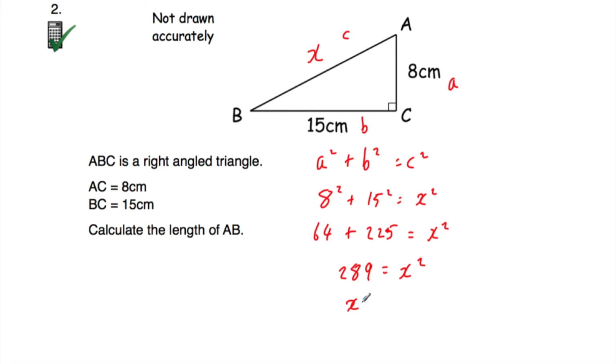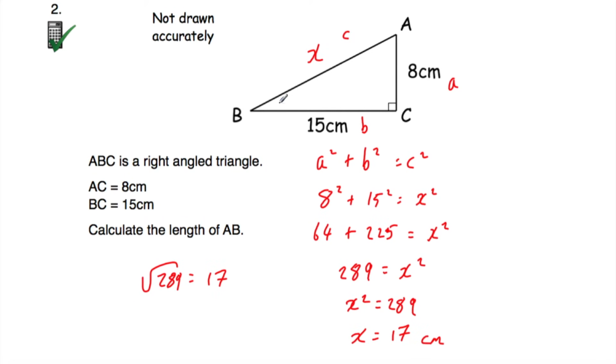So let's just turn that around. X squared equals 289. I've just turned those around. Now that's the length of this side squared. We don't want the squared, so we want to do the inverse operation. So we're going to square root 289. So the square root of 289 on our calculator would be equal to 17. So the length of this side would be 17 centimeters. X equals 17 centimeters, and that's it.